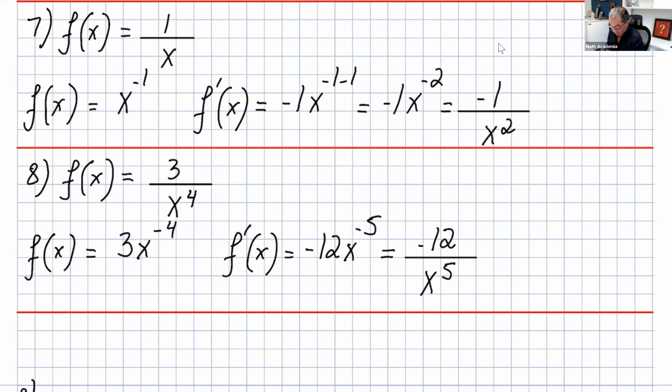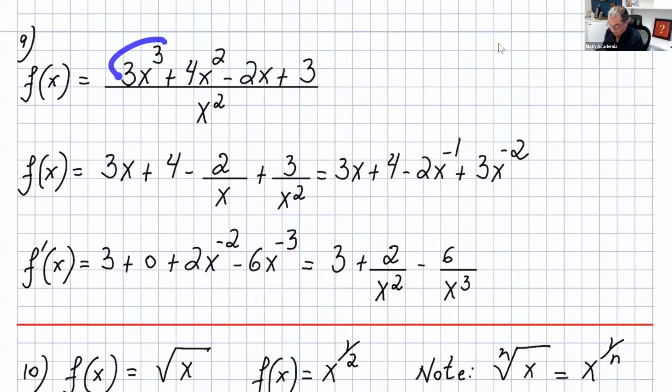Now let's find the derivative. First, make it the way so you can use the power rule. So you write this as 3x to the power of negative 4. Then find f prime of x. Negative 4 times 3 is negative 12. Negative 4 minus 1 is negative 5. So it's negative 12x to the power of negative 5, or you can write this with a positive exponent, negative 12 over x to the fifth power.